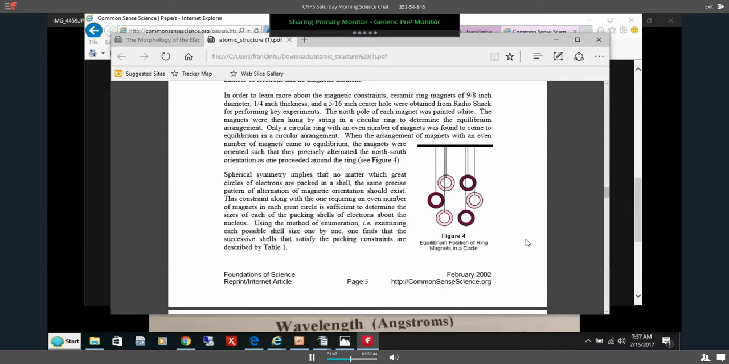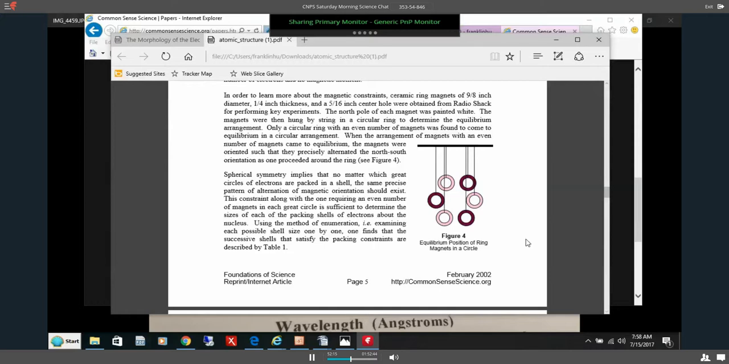Now here you can see some of the experiments that were performed. It's on the screen right now with toroidal ring magnets, and you can see the north and south poles of the magnets and how they line up. That is what we observe experimentally when we do experiments, that this structure is there. And if you put an odd number of magnets, they won't form a ring like this.